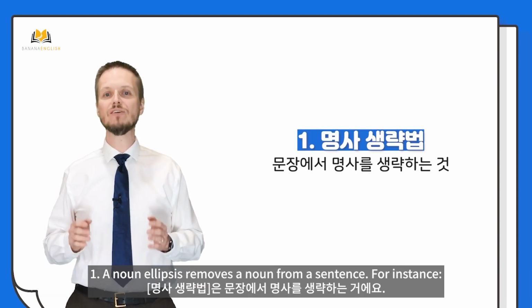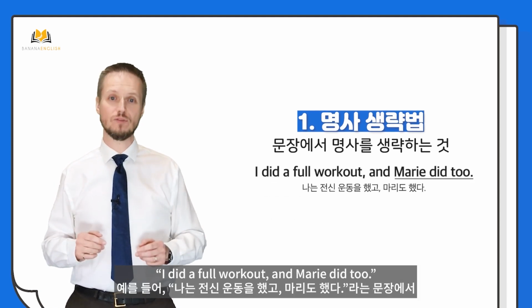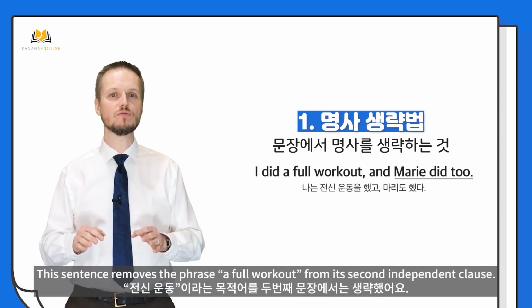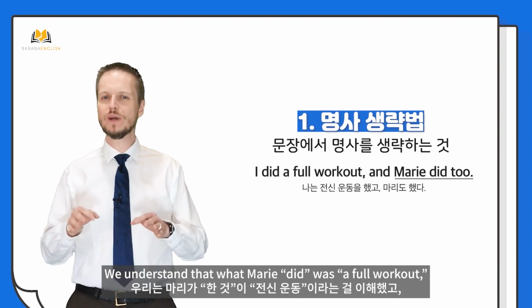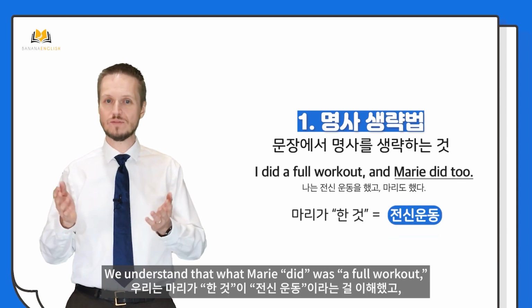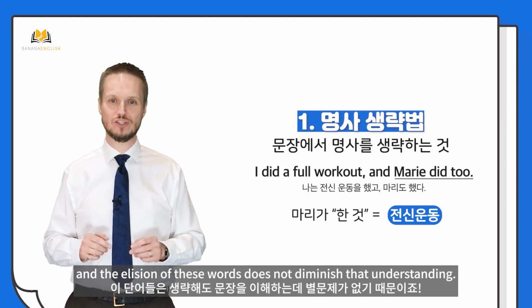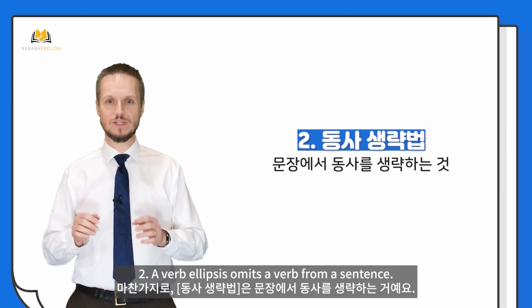1. A noun ellipsis removes a noun from a sentence. For instance, I did a full workout, and Marie did too. This sentence removes the phrase a full workout from its second independent clause. We understand that what Marie did was a full workout, and the elision of these words does not diminish that understanding.